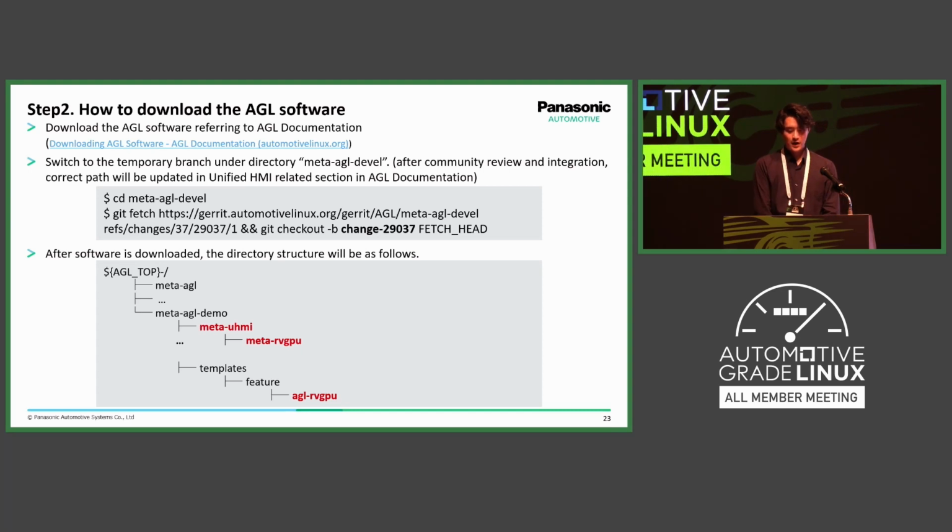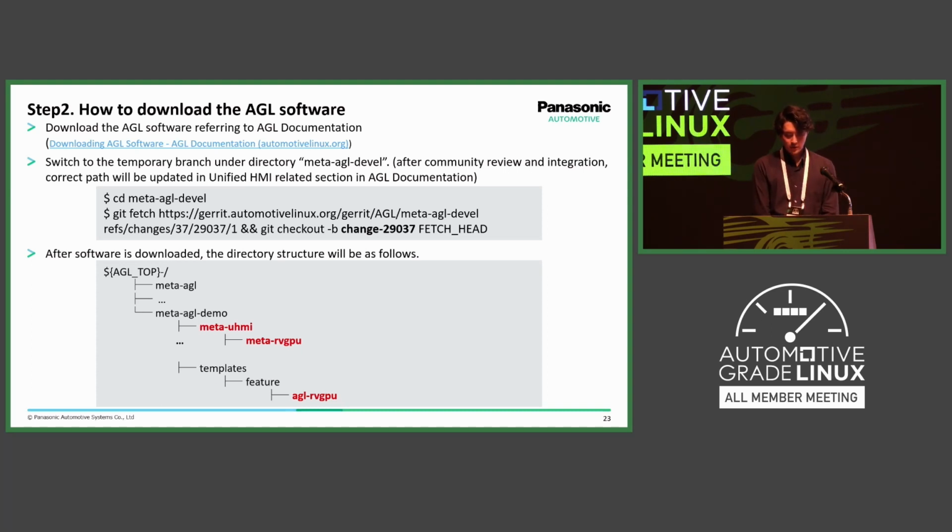After that, you have to get the RBGPU recipes which were recently committed. RBGPU is in the meta-agl-devel directory, but it is currently under review. So you need to switch Git branches with the following commands. After community review and integration, the correct path of RBGPU will be updated in the Unified HMI related section in the AGL documentation we plan to add.